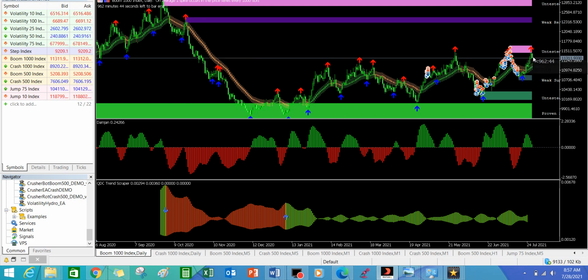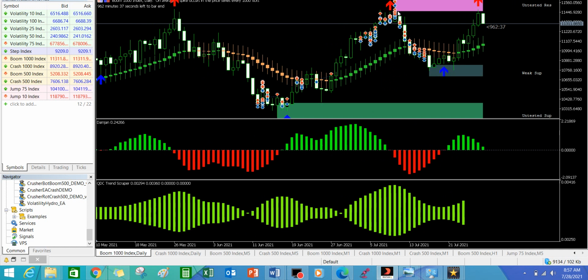Okay, the new candle that is being formed now is a daily candle. In case you are not seeing it very well, let me zoom it out a bit. You can see it right here, it is a daily candle, and it is a bearish candle, which means that for today, Boom 1000 is more in a bear period than in a bull period, which means it is more of a downtrend than an uptrend. So that is for today. You can see the bearish candle that is being created.